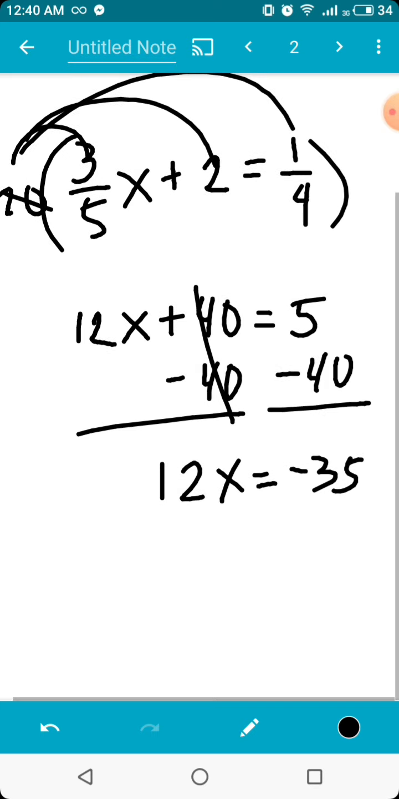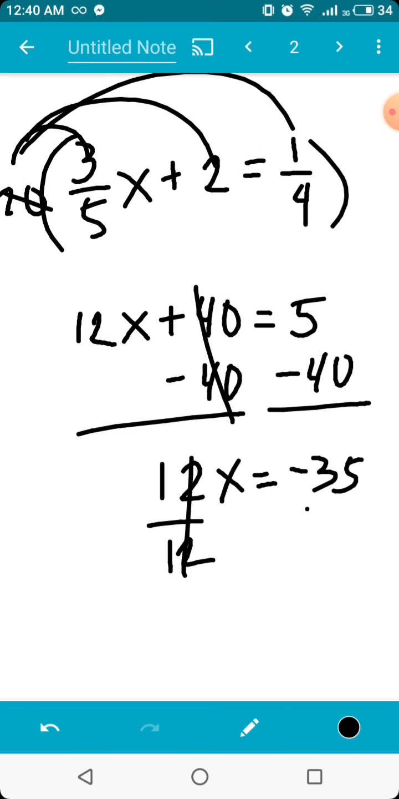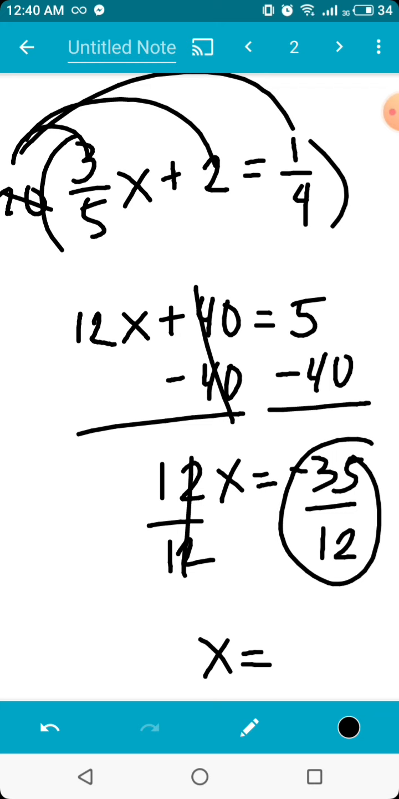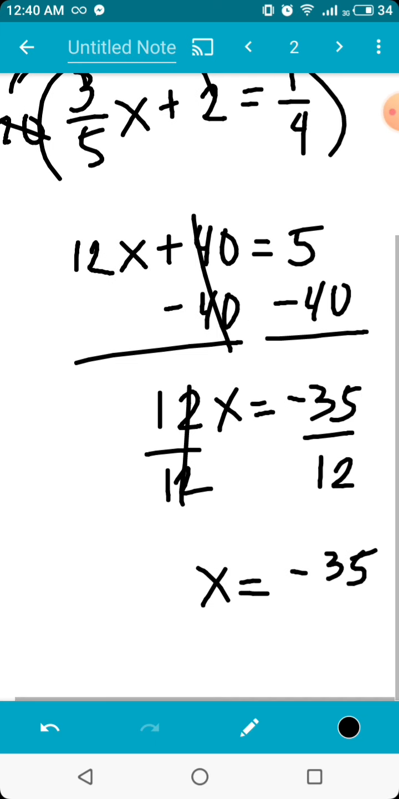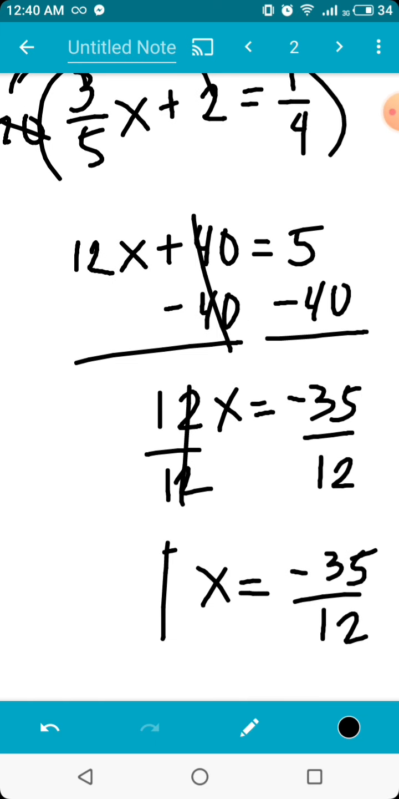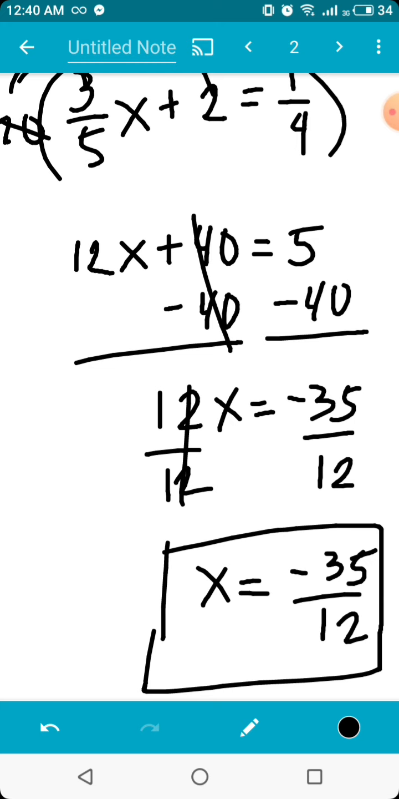Okay. So, again, to get the x, cancel the 12 by itself. Ganun din yung kabila. So, since wala namang eksaktong sagot dito or hindi na siya pwedeng ma-lowest term, so the value of x is negative 35 over 12. Okay?